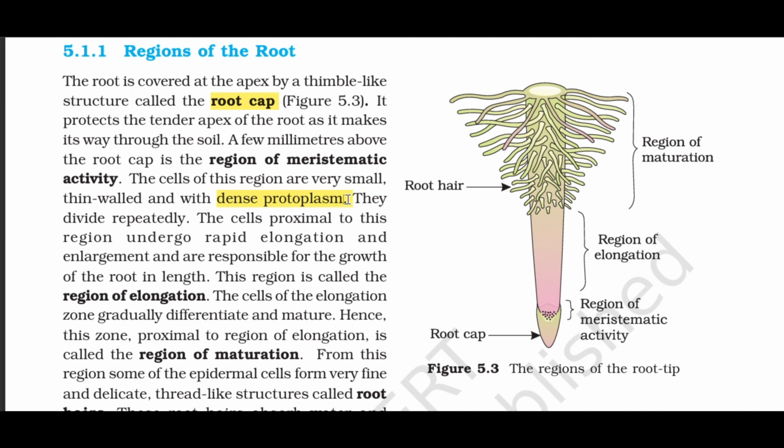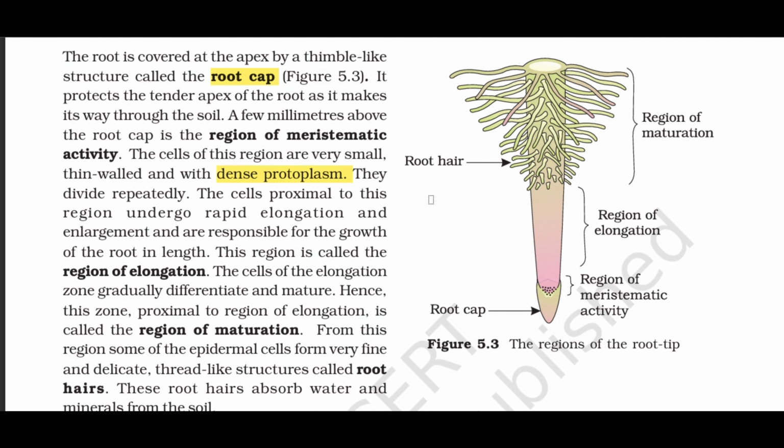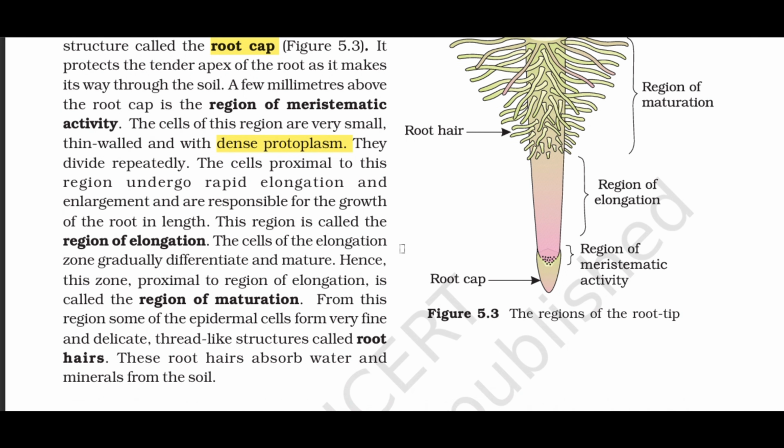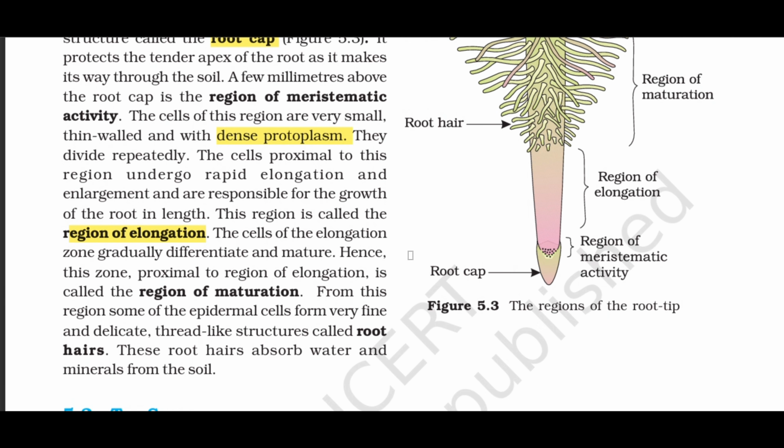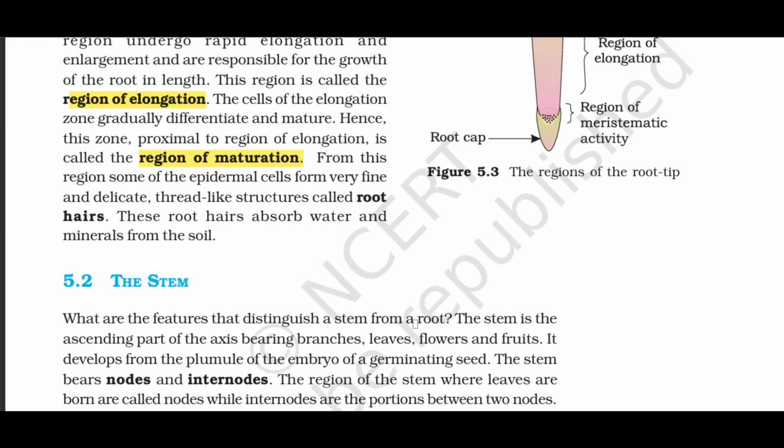They divide repeatedly. The cells proximal to this region undergo rapid elongation and enlargement and are responsible for the growth of the root in length. This region is called the region of elongation. The cells of the elongation zone gradually differentiate and mature. Hence, this zone, proximal to region of elongation, is called the region of maturation. From this region, some of the epidermal cells form very fine and delicate, thread-like structures called root hairs. These root hairs absorb water and minerals from the soil.